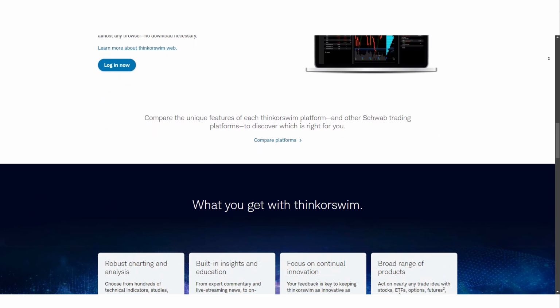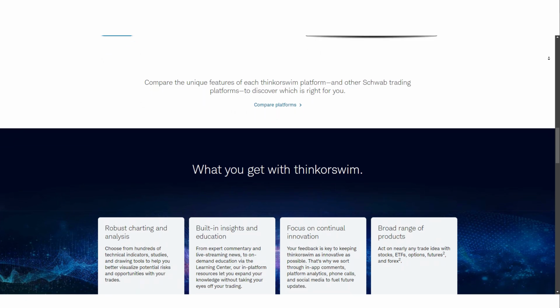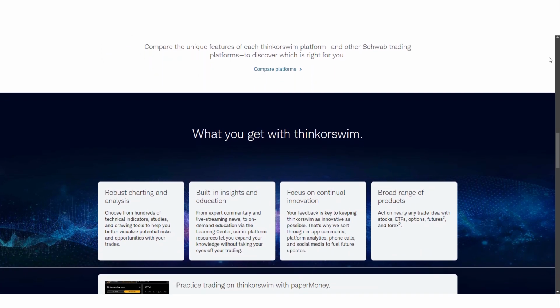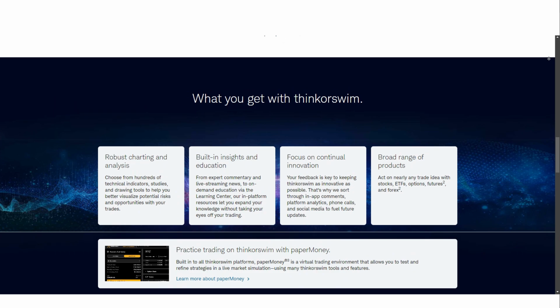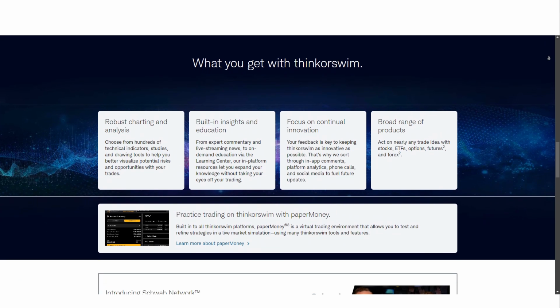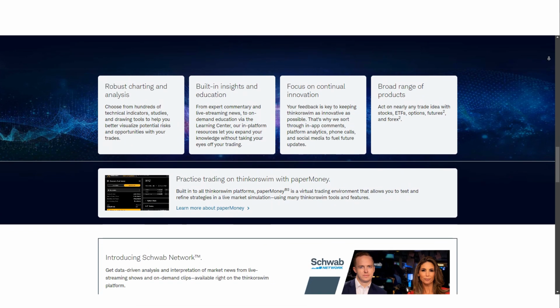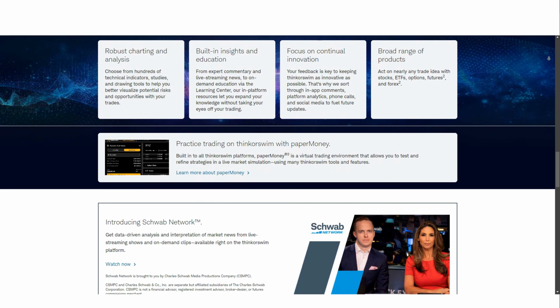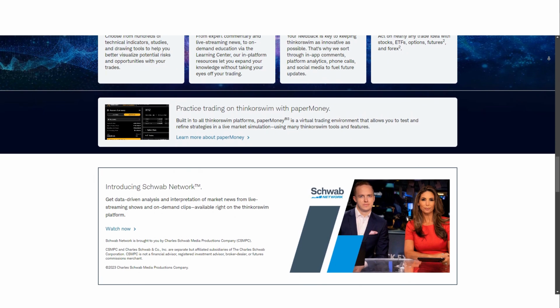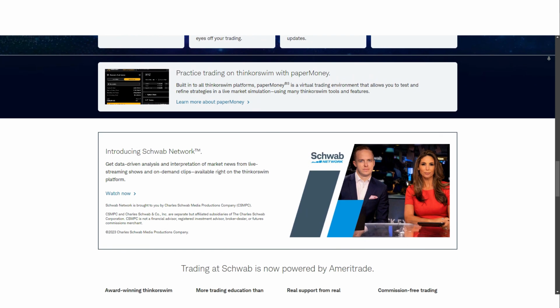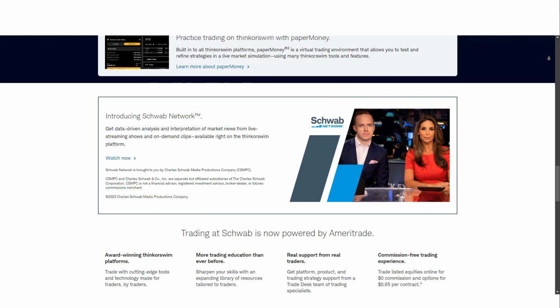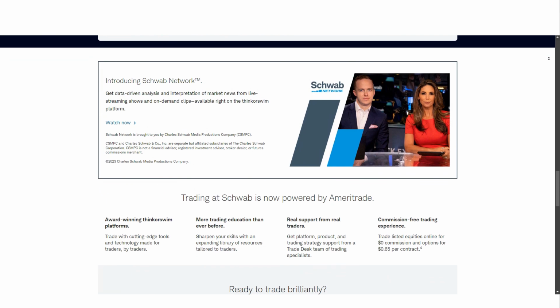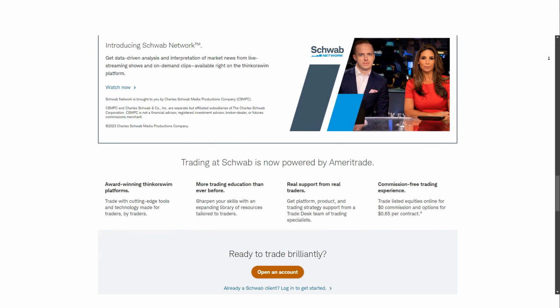One of the standout features of Thinkorswim is its simulated trading mode, which is perfect for beginners looking to practice their skills without risking real money. The software is downloadable, and once installed, users can toggle between live trading and demo mode at the login screen. This flexibility ensures that you can learn at your own pace while gradually familiarizing yourself with the platform's extensive capabilities.